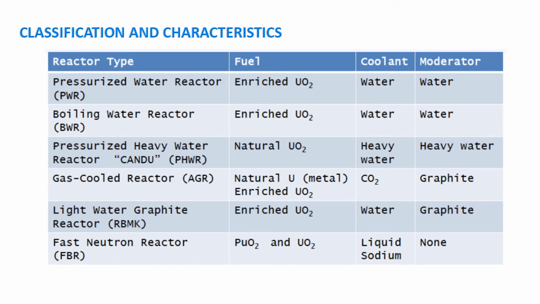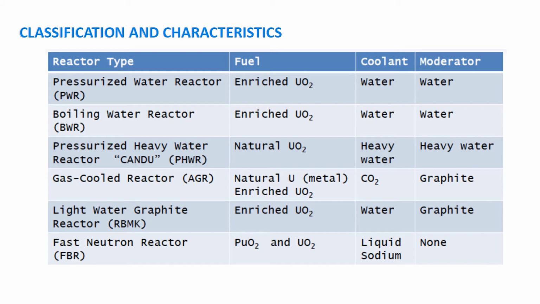These are the reactor types. For your PWR, the fuel is enriched uranium. The coolant is water, and the moderator is water. For your boiling water reactor, the fuel is enriched uranium. The coolant is water, and the moderator is water. For the pressurized heavy water reactor or heavy water reactor, or the CANDU, it uses natural uranium. The coolant and moderator are heavy water.